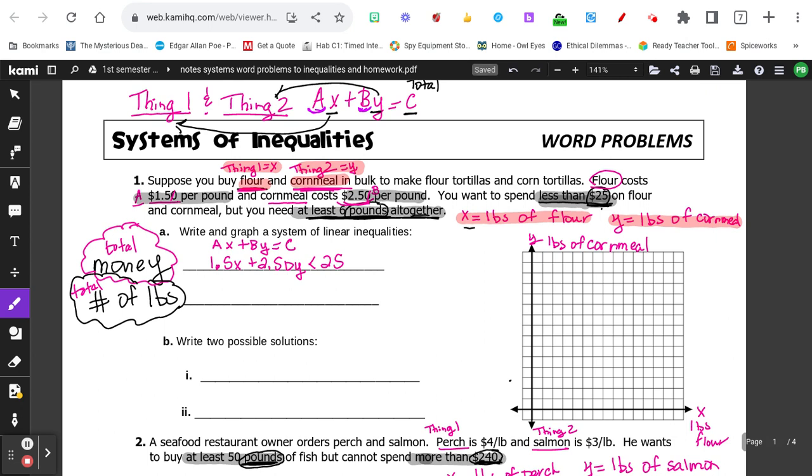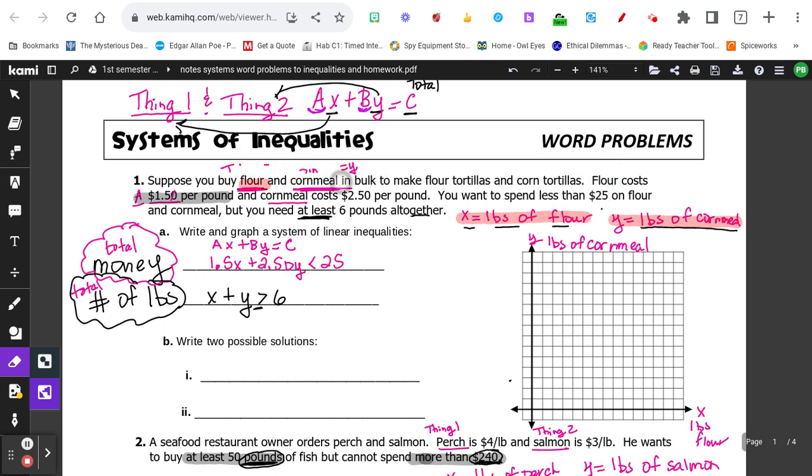So X is the number of pounds of flour. So it's X plus the number of pounds of cornmeal should be at least, which means greater than or equal to, 6. Okay. So I'm going to run back through how I got these equations one more time, just so you feel comfortable. I'm going to erase all of my pre-writing and let you just see from the beginning.